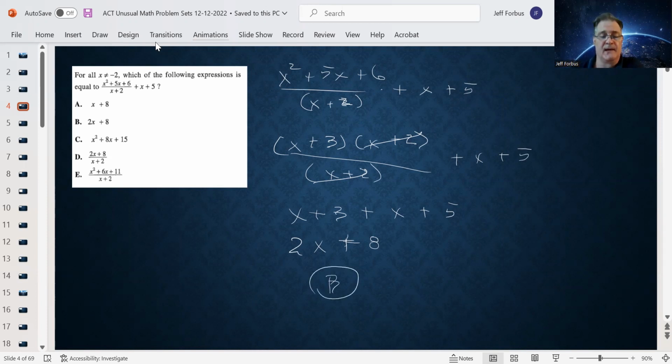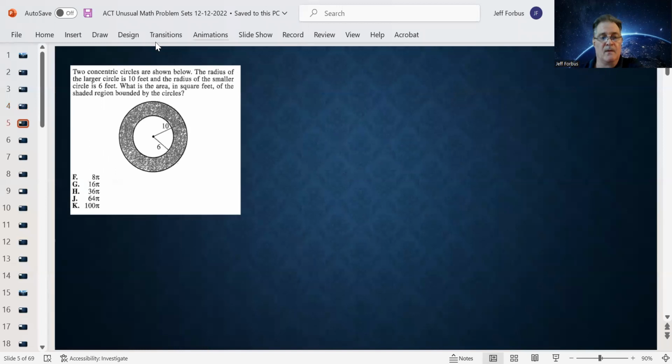They love to do these types of problems. Just be prepared for them because you can be guaranteed it's going to be there. This is also another highly favorable type of problem on the ACT, determining shaded areas. So look at the question. What is the area in square feet of the shaded region bound by the circle?